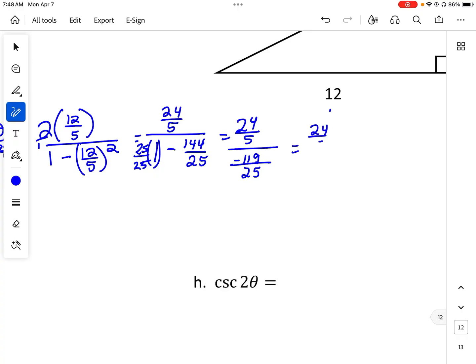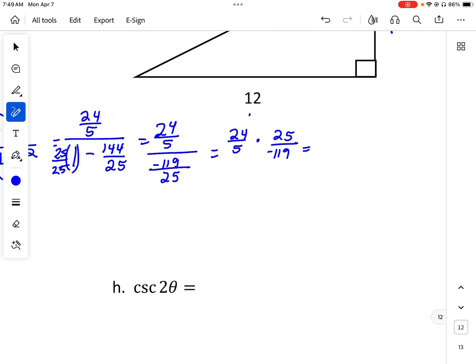When we divide fractions, we multiply by the reciprocal. I can simplify the diagonals. So that's 25 times 5, 24 times 5, which is 120. And then 1 times negative 119, that's 119, but go ahead and stick a negative out front.